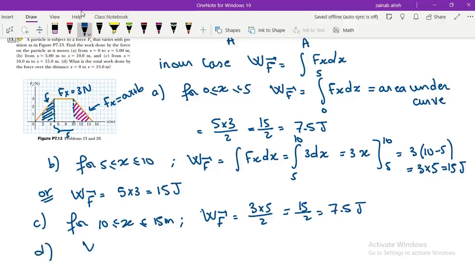In part D, it says find the total work. As I have said, the total work is equal to the sum of individual works done by all forces. So it's equal to 7.5 plus 15 plus 7.5, which is 30 joule. Now this is for problem 13.